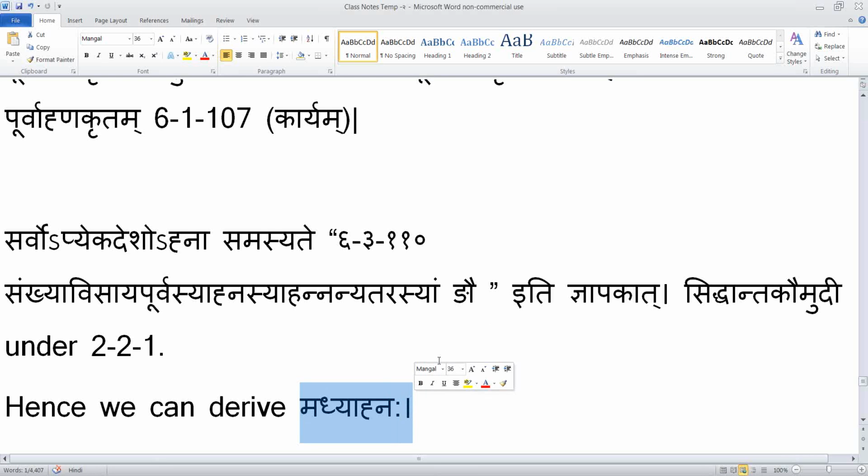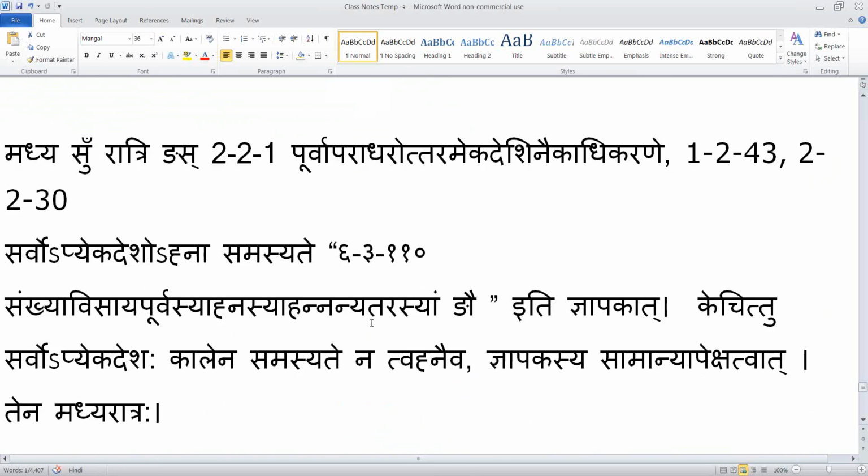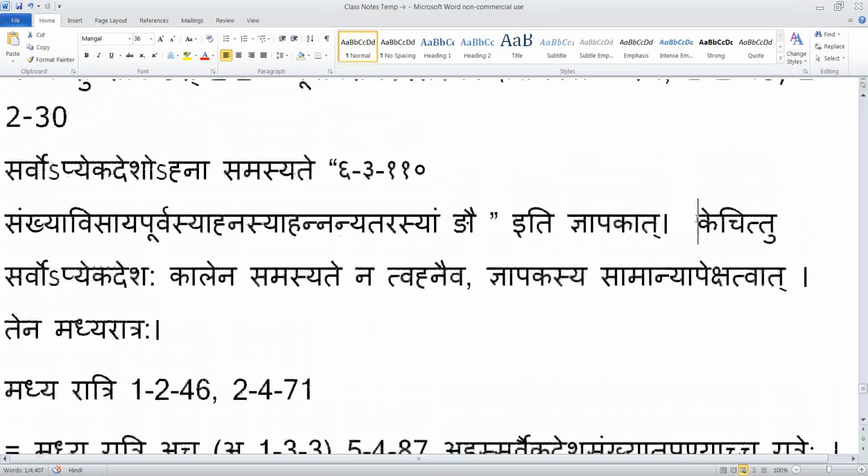But now we need some others also. Then how are we stuck with madhyaratraha? Now how do we do that? So then we extend this nyapakam even further. It says kechittu, some people say, sarvapi ekadeshaha kalena samasyate natu anneva. So anything which is the unit of time, that can compound with any word which means a part of that unit of time. So nyapakasya samanyapekshatva. So this is a samanyapaka.